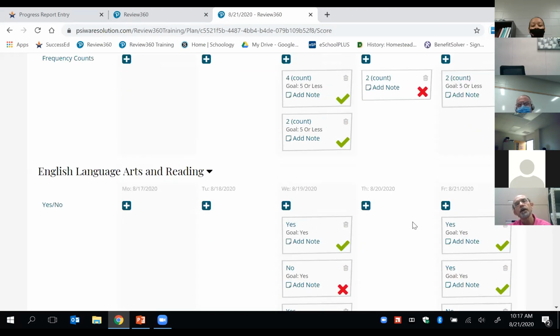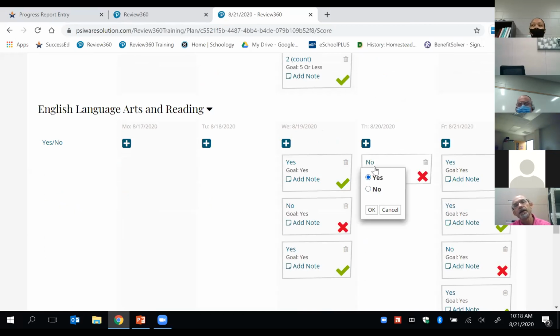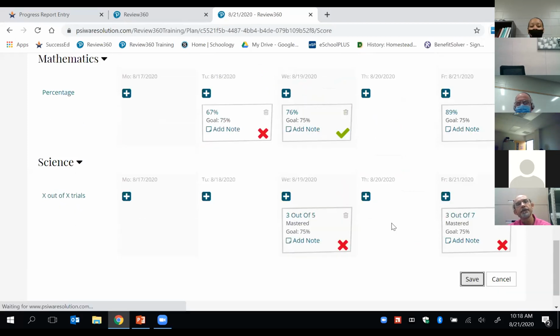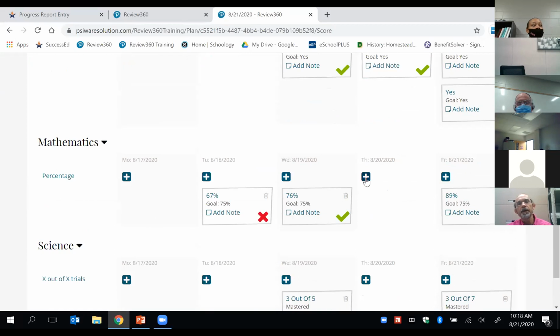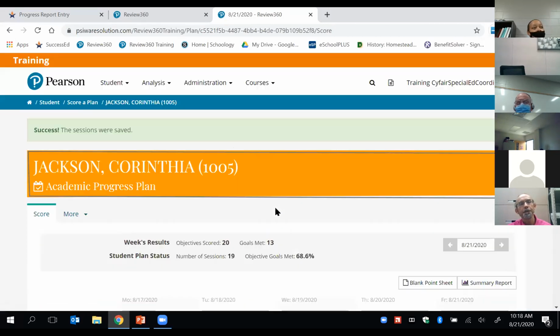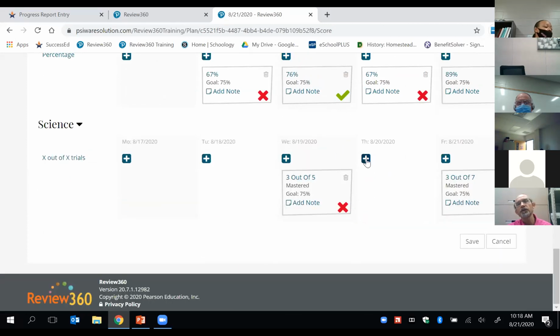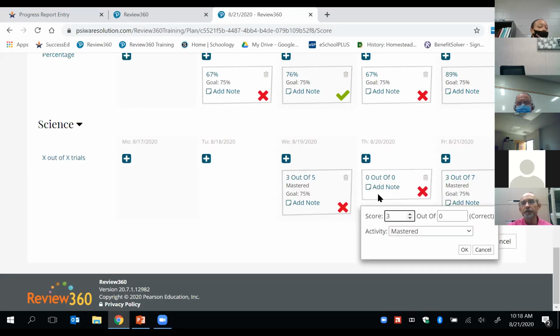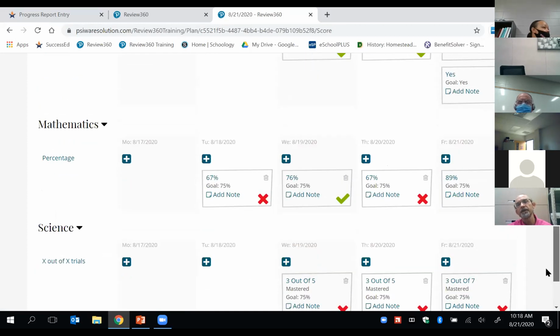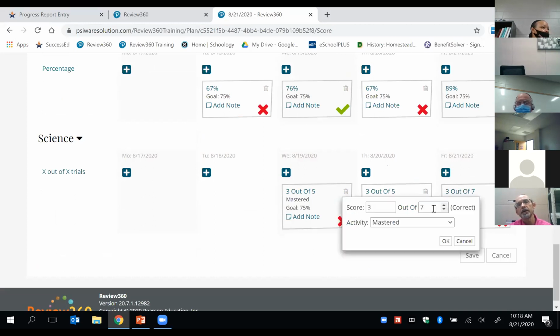Okay, so yes, no scoring, simply yes, they did it, or no, they didn't. As you can see, multiple entries can be made on a day if you were able to take several observations. Click on OK and make certain that you save. Percentages are simply entered, again, a number between 0 and 100. And save. And X out of X trials, you're inputting the information. Again, make certain that if it's written X out of 5, that you're entering the information as X out of 5. And save. As you can see in this example here, it really wasn't entered correctly because it says 3 out of 7. So you could go back and edit that to 5 if you needed to, and save.